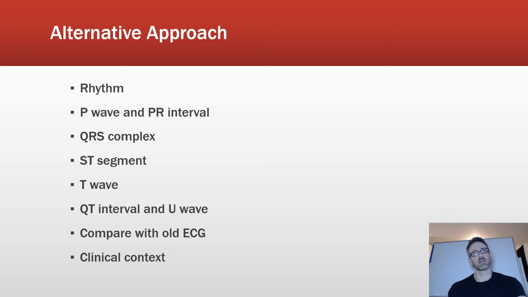And then finally, the clinical context becomes super important, because you can actually see ST elevations, for example, in a totally normal heart. But if the person's in the emergency room and they're complaining of chest pain and elevated troponins, then ST elevations are not a normal finding. So clinical context becomes very important.